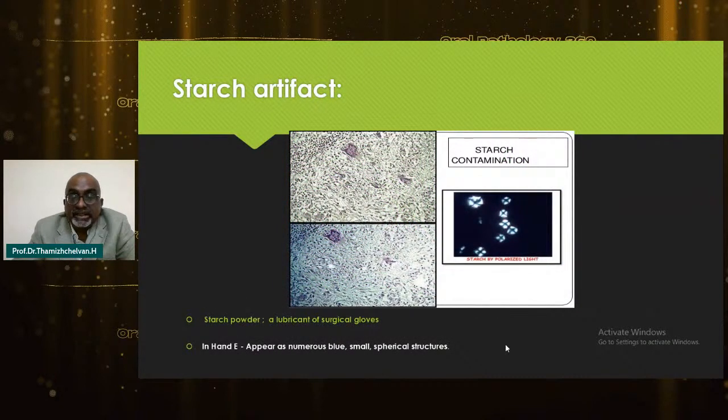Starch artifact is another common problem, especially during cytology, because of glove powder. The starch powder can be a problem, and it appears as numerous small blue spherical vacuoles, which can be confused for a pathological condition.